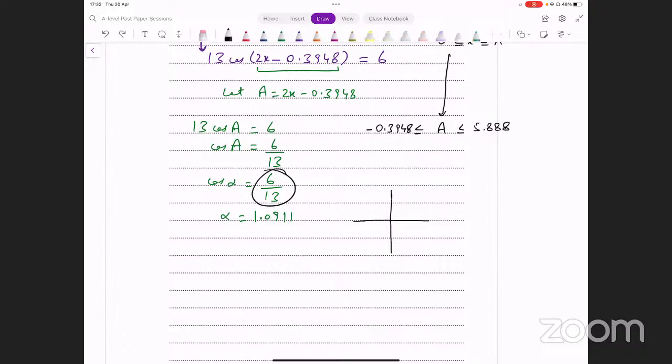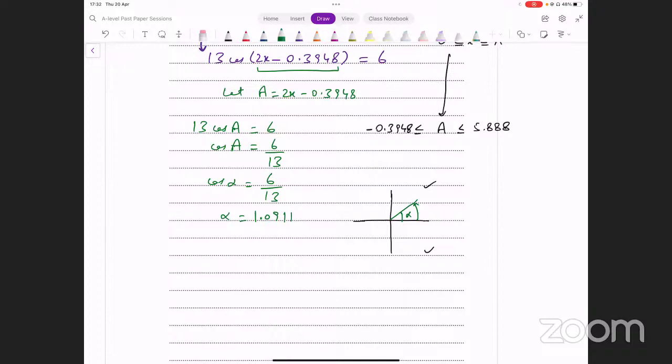cos positive किधर होता है? cos positive होता है फर्स्ट क्वाड्रेंट के अंदर और फोर्थ क्वाड्रेंट के अंदर. These are the two quadrants that we're going to consider. Now let's look at the first quadrant. First quadrant में हमारे पास ये एंगल क्या बनता है? A equals 1.0911. Is that in the interval that we have?